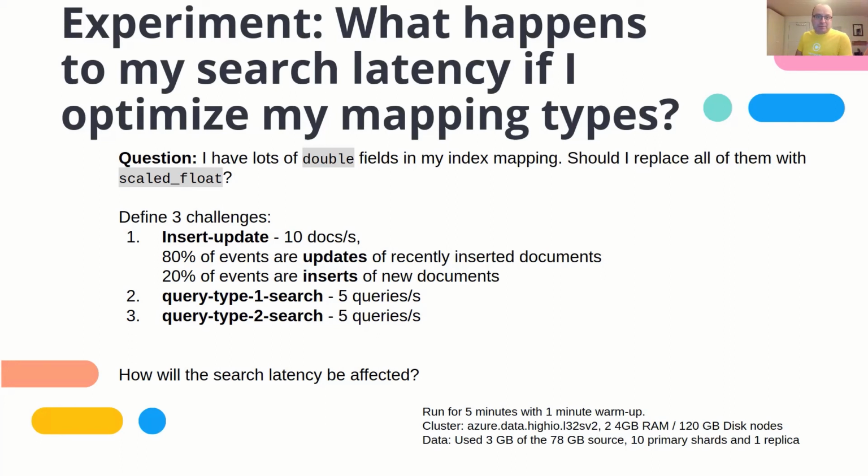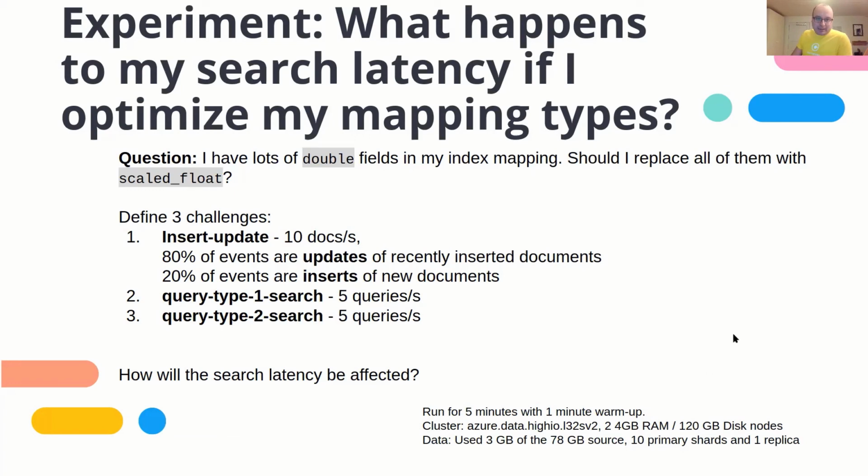To run the experiment, we're going to define 3 challenges. The first is the insert update, with a rate of 10 documents a second, where I want 80% of the events to be updates and 20% inserts. And I have 2 types of queries, my top 2 queries, that I'm going to run at a rate of 5 queries per second. What I want to know is how the search latency will be affected. I'll run this for 5 minutes with 1 minute of warm-up. If you want to know more details about where I'm running this, it's here.